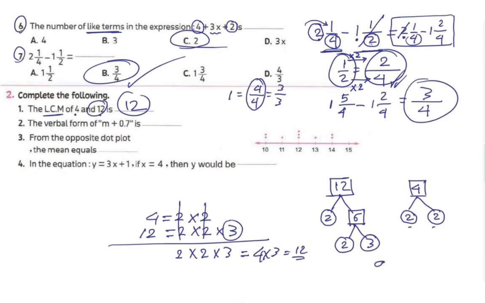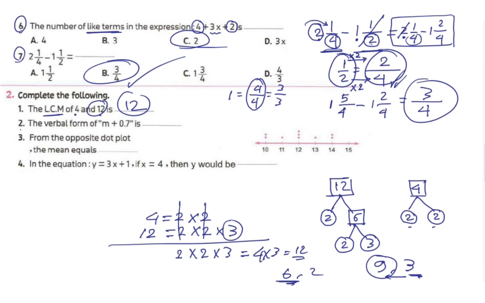Like what? Like 9 and 3. What is the LCM? Of course 3 is a factor of 9, so the LCM will be 9. Another one. You have 6 and 2. 6 and 2, you need to find the LCM. Of course it's 6, because 2 is already a factor of 6. Okay? And so on.